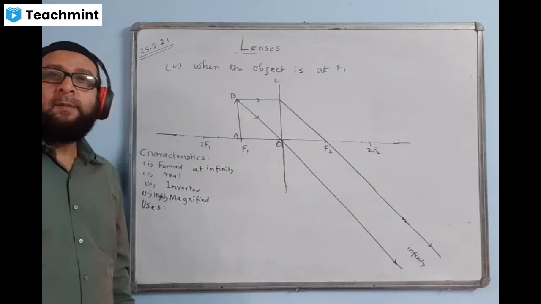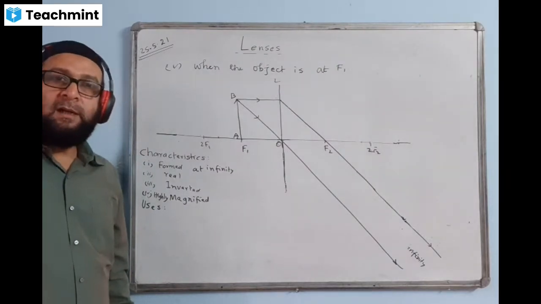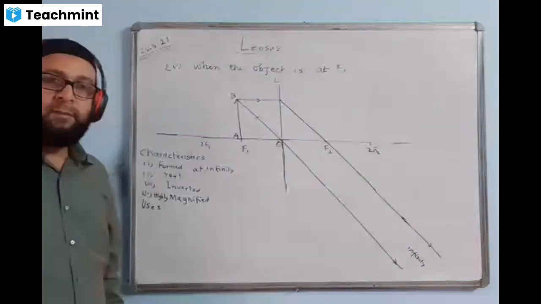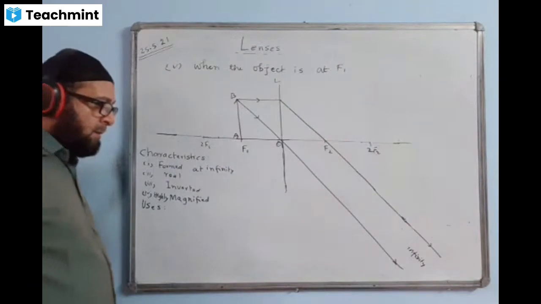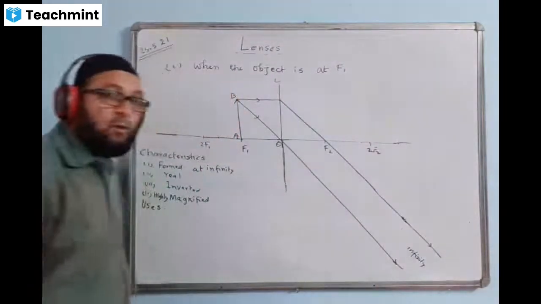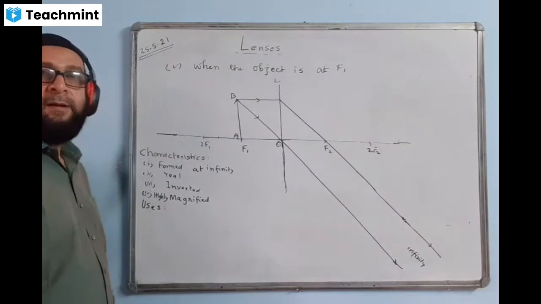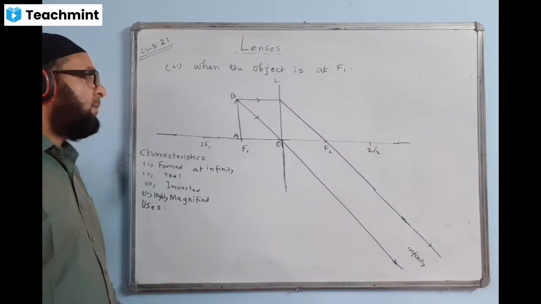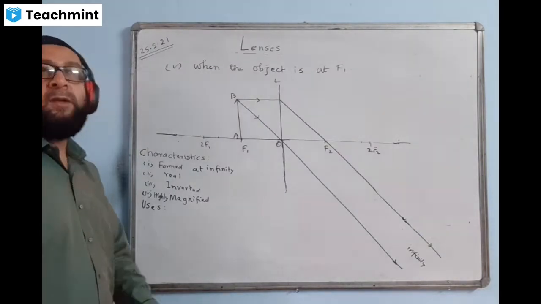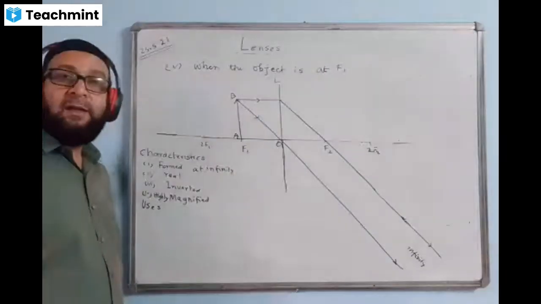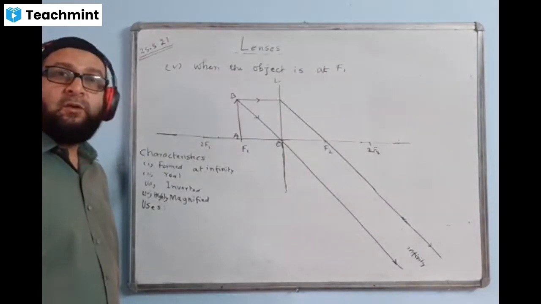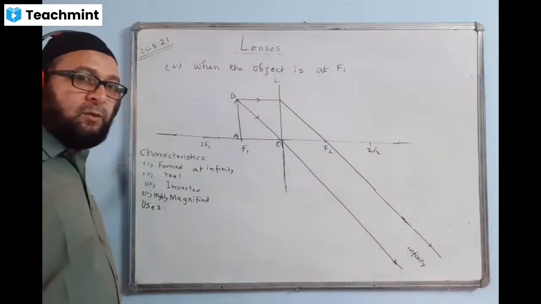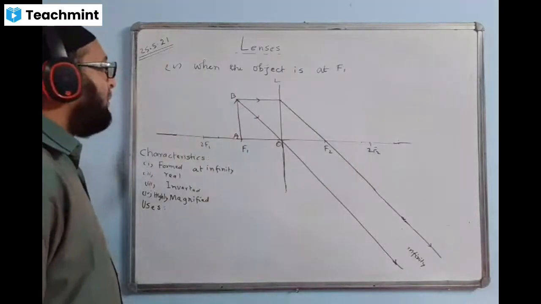Uses: telescope. This action of a convex lens is used in a telescope. So the question may come like this: name the lens used in a telescope. When you say convex lens, draw the diagram to show its action in a telescope. You draw this diagram. That is why you also need to know the uses.